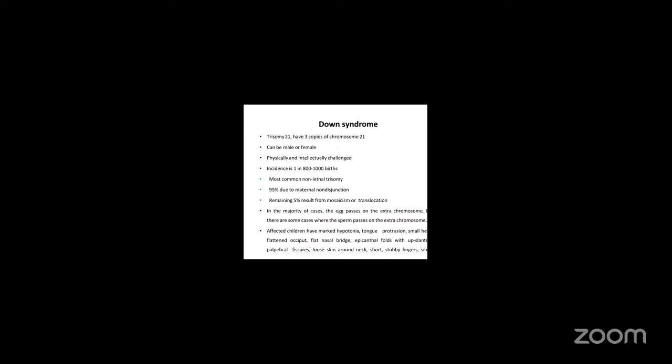So here, what are the salient features? These are the characteristic features of this syndrome in the affected people. Mostly children are affected by this, and they have marked hypotonia, tongue protrusion, a very small head, flattened occiput, flat nasal bridge, epicanthal folds, upslanting palpebral fissures, loose skin around the neck, and they will be very short. Their fingers will be very stubby and single.